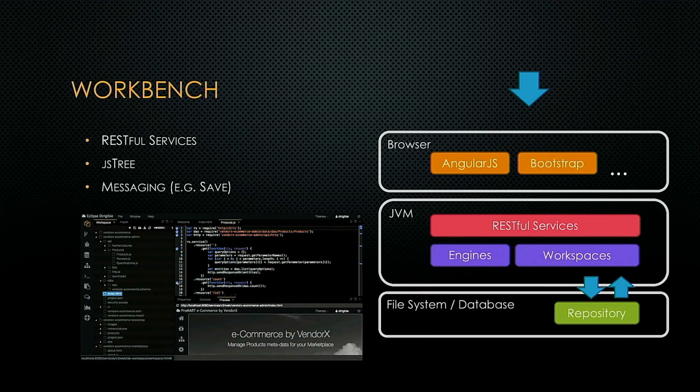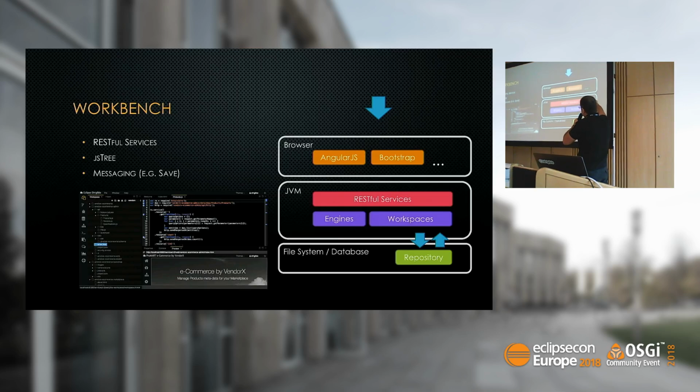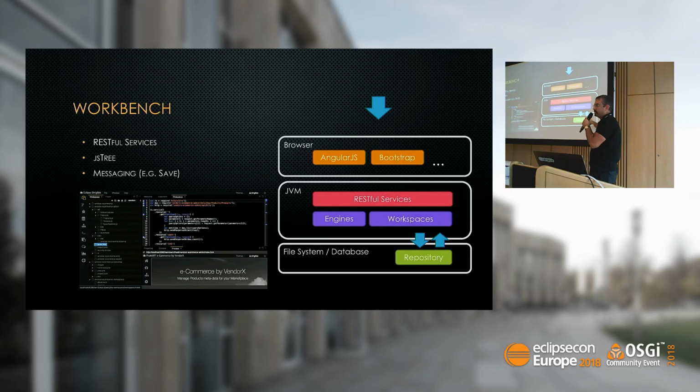So this is the architecture, a simplified view of the architecture. You have the web frameworks here running in the browser, the client side. We have these RESTful services, which most probably will require some engines to execute the stuff. And the content is stored in a repository, which could be a file-based repository or a database repository, but all the content is here in this repository.